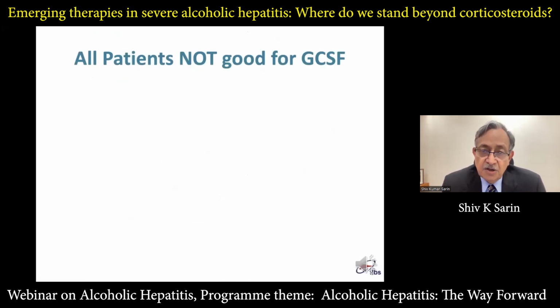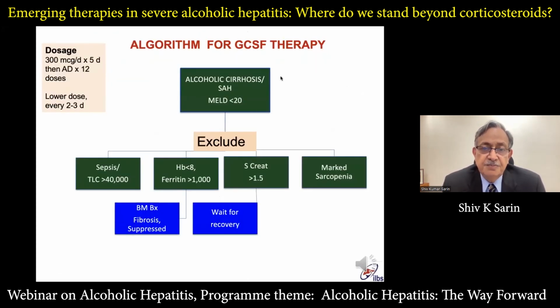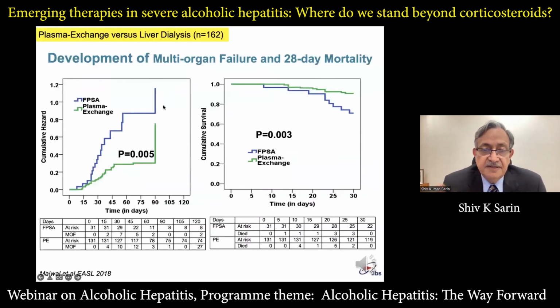All patients are not good for GCSF. So please do not use GCSF if there is sepsis, if there is HLH, if there is renal dysfunction, or the patient has marked sarcopenia. In them, wait and then only start. Or even if you start, now the study which we just completed, where we have compared steroid plus GCSF versus pure GCSF, a lower dose has been used for the benefit.